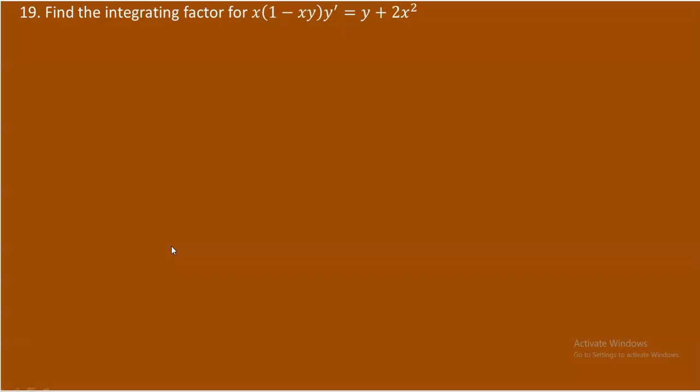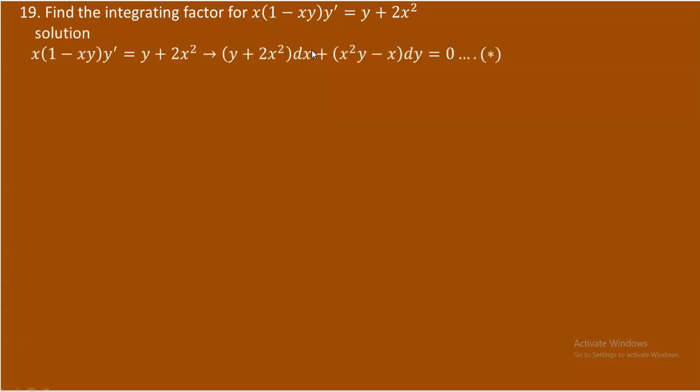So here I begin. It says find the integrating factor for this particular differential equation. So the solution for this runs as you see. Look students, this can be rewritten in terms of this one. As you see, x(1 - xy)y' = y + 2x² can be written like this. Look, you have here dy over dx. So when you multiply the whole by dx, y + 2x² will have a dx, and this will have dy.